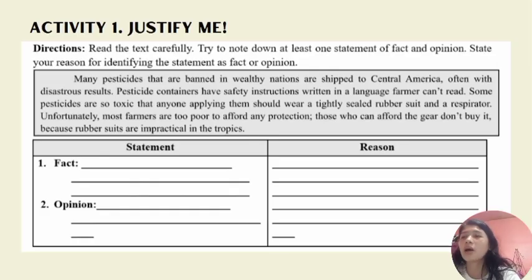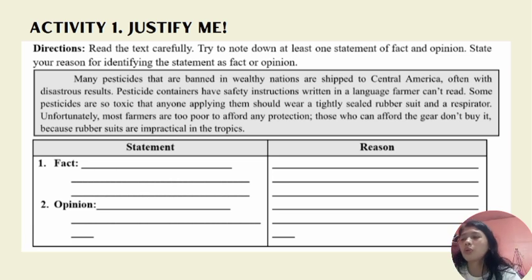Now I guess you are ready for our activity. So the direction is: read the text carefully, try to note down at least one statement of fact and opinion, and state your reasons for identifying the statement as fact or opinion. So class, you can read the given text here and write at least one to two statements and write your reason why it is a fact or opinion. Okay, we're done. Thank you very much and I will check this later on.